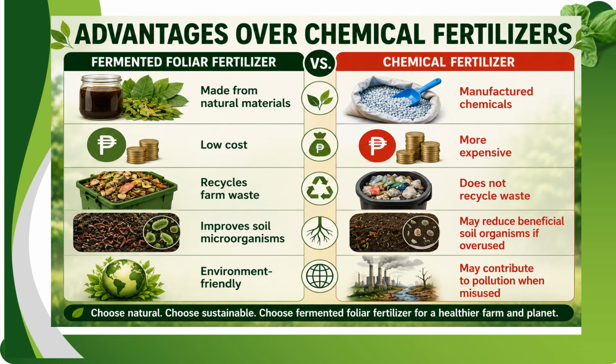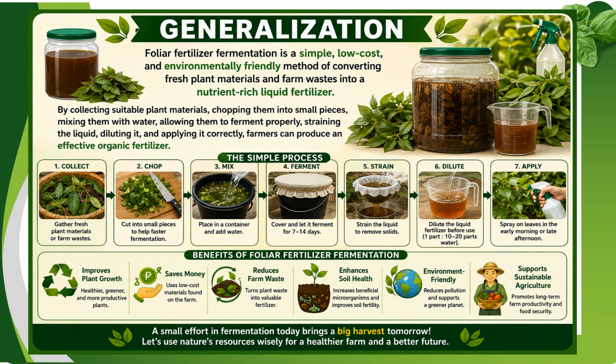Advantages over chemical fertilizers: fermented foliar fertilizer is made from natural materials, low cost, recycles farm waste, improves soil microorganisms, environment friendly. Chemical fertilizer is made from manufactured chemicals, more expensive, does not recycle waste, may reduce beneficial soil organisms if overused, may contribute to pollution when misused.